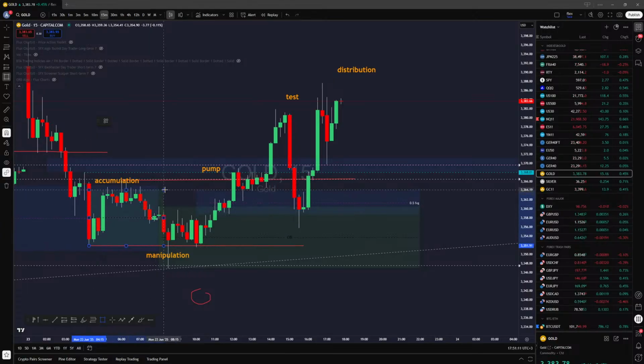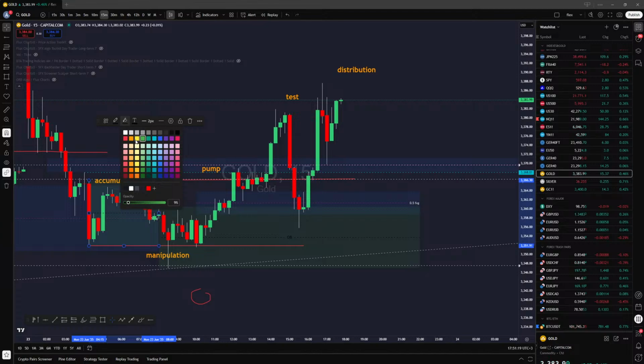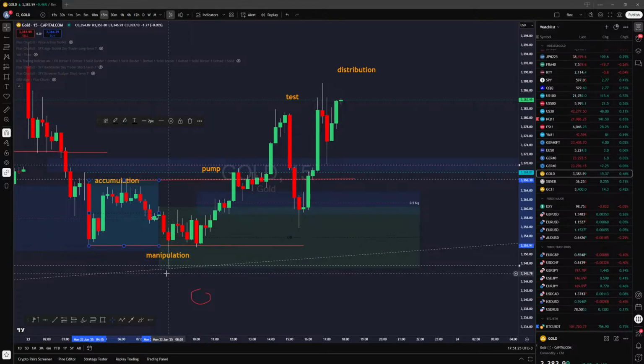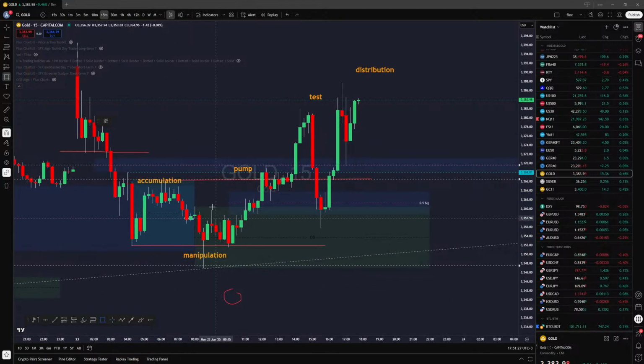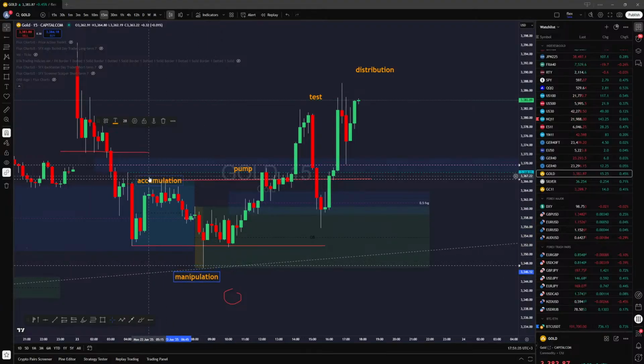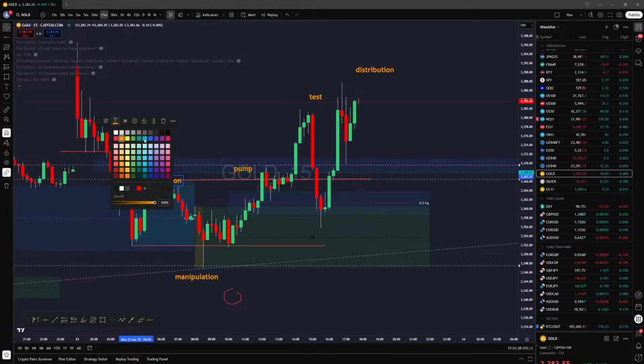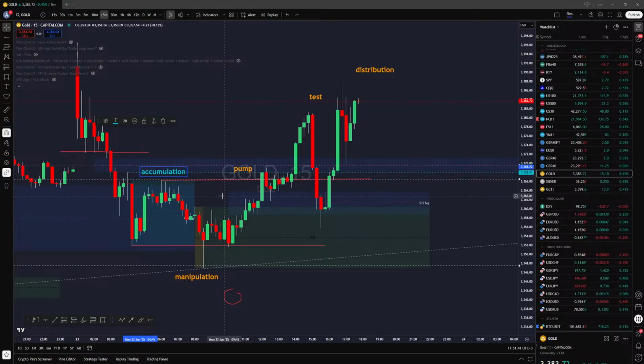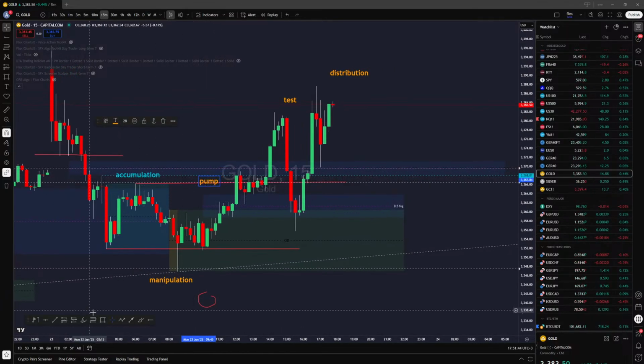Accumulation phase till the dump, let's call it this one. Then we have the dump, which is the manipulation. It will be orange, right? Accumulation. Then we have the pump phase. It can be with a test, it can be without a test, but I don't see it.